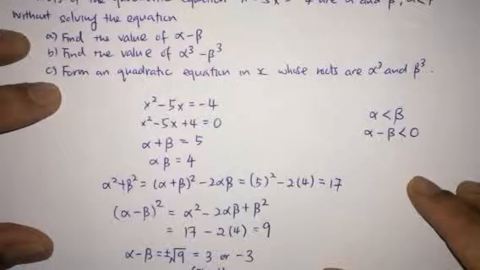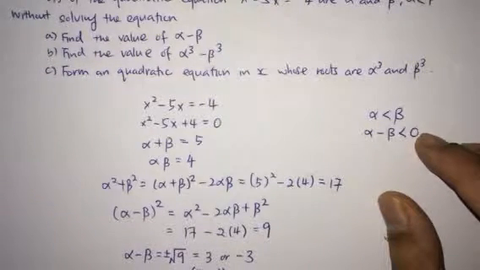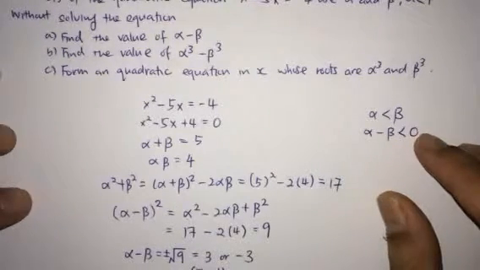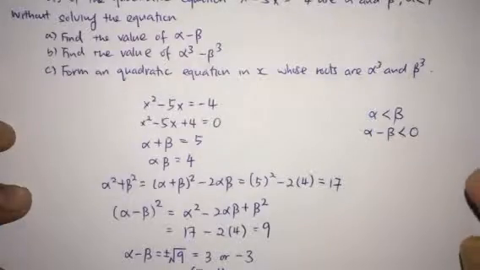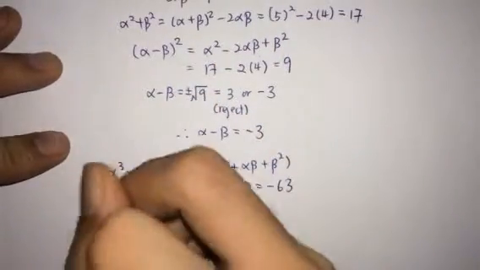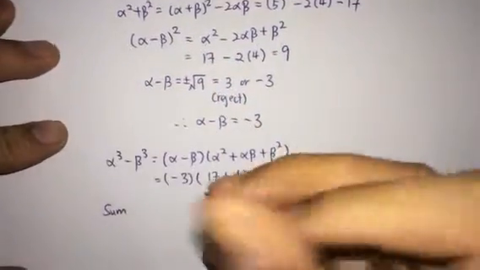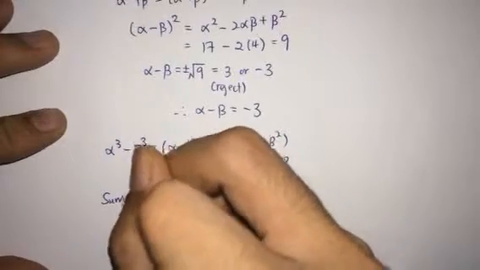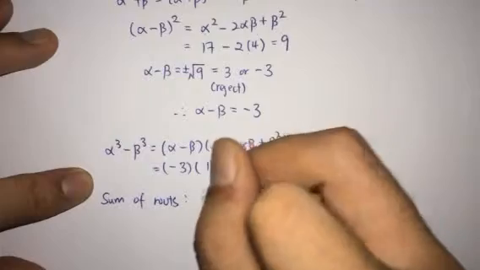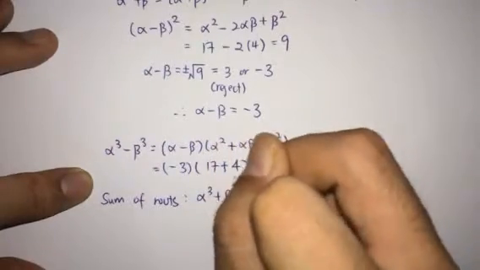Now let's look at part C. Form a quadratic equation in x whose roots are alpha cube and beta cube. It's basically the same as the previous two examples, except that the way you find your alpha cube and beta cube is much more difficult. So, to get a quadratic equation, find the sum of roots. So the sum of roots will be alpha cube plus beta cube.